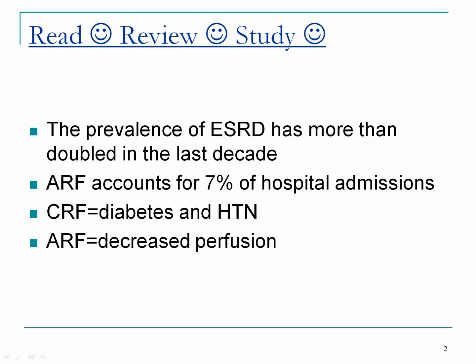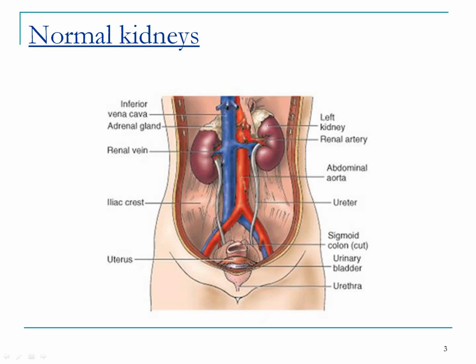Again, chronic disease has a slow, gradual onset and is permanent, while acute disease happens suddenly and with little warning. Acute renal failure is usually reversible if the underlying cause is treated promptly.